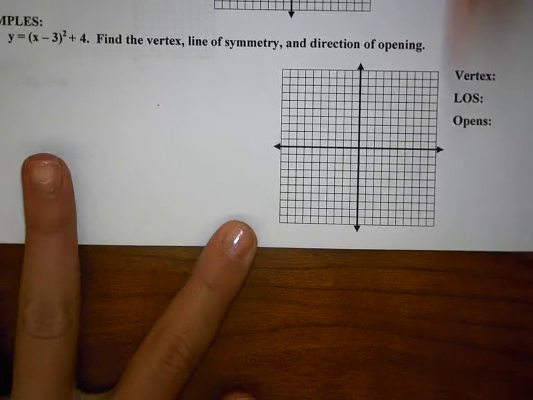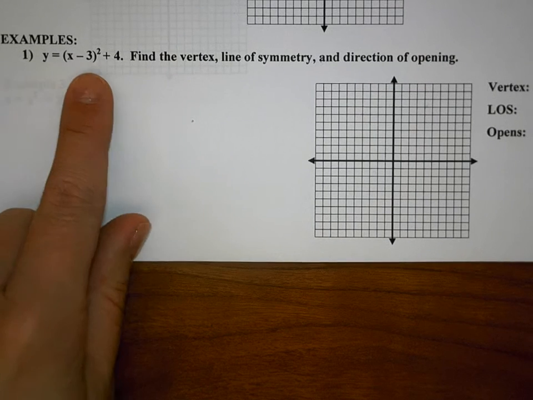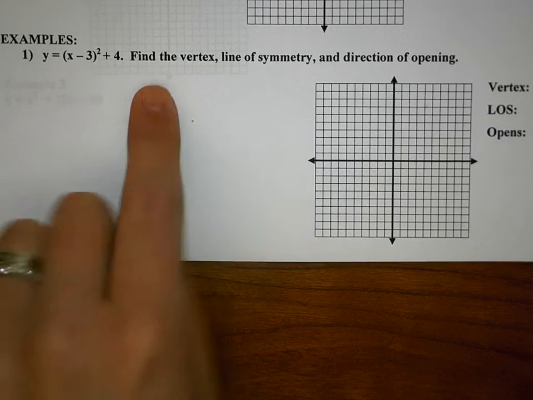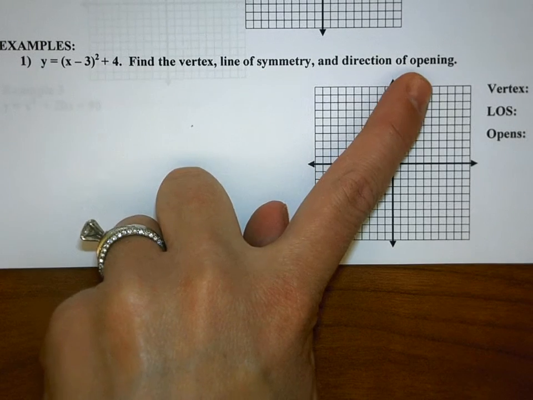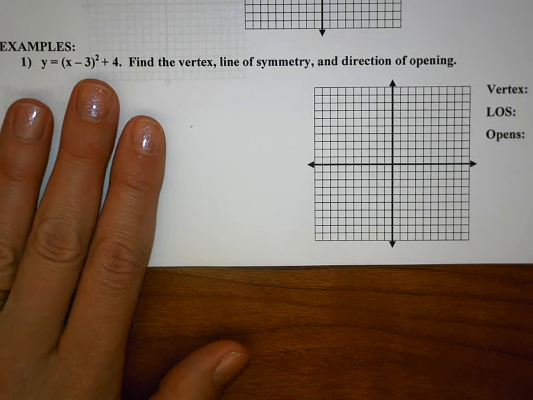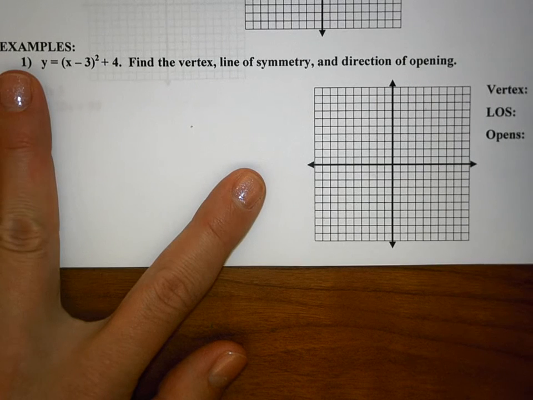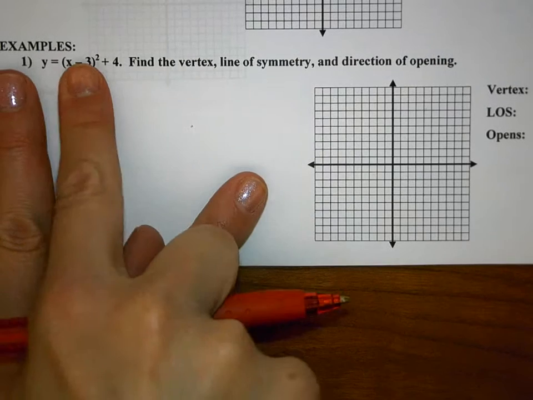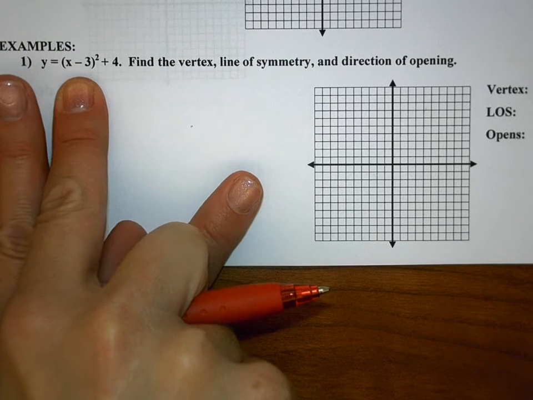Okay, example 1. My equation is y equals (x minus 3) squared plus 4. They ask you to find the vertex, line of symmetry, and the direction of the opening of your parabola. So what is my vertex in this equation? Good, 3 comma 4. Because remember, whatever is in parentheses, we set that equal to 0, and you end up getting x equals a positive 3.